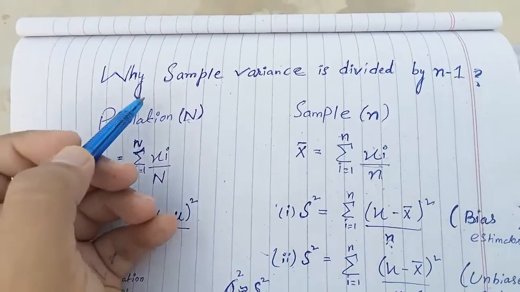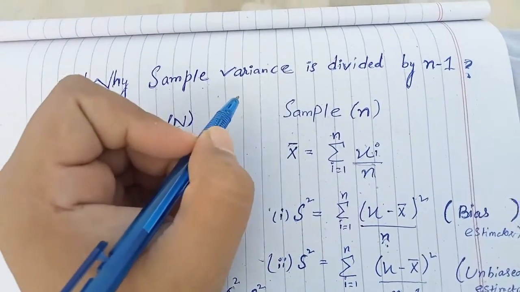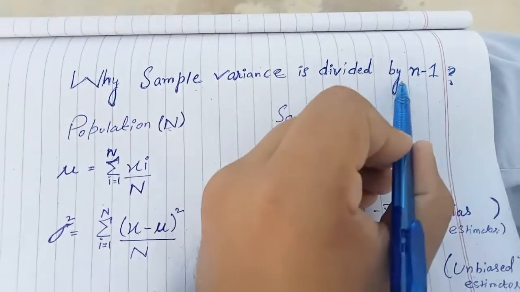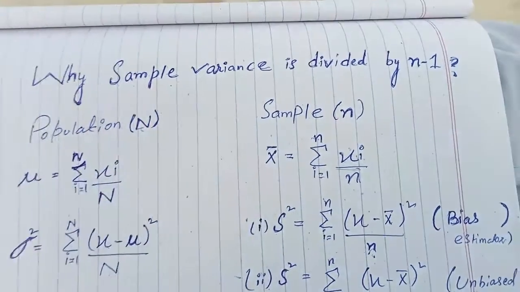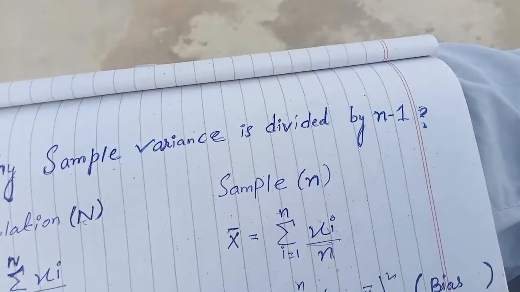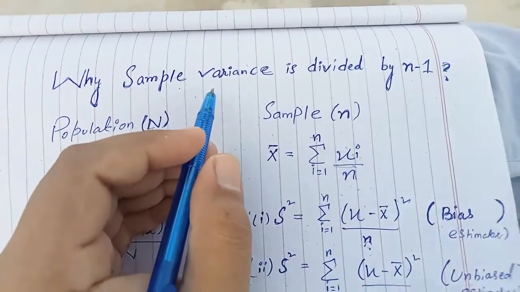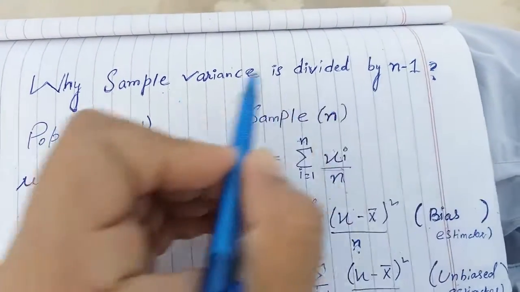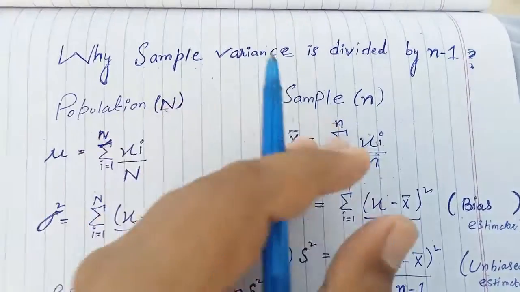In this video, we will talk about the sample variance, and why we divide by n minus 1 in a sample variance. This question is asked in data science interviews: why do we divide by n minus 1 in a sample variance? So let's understand this.